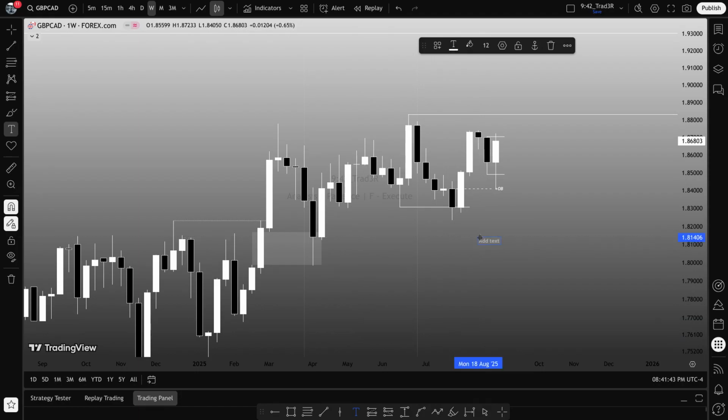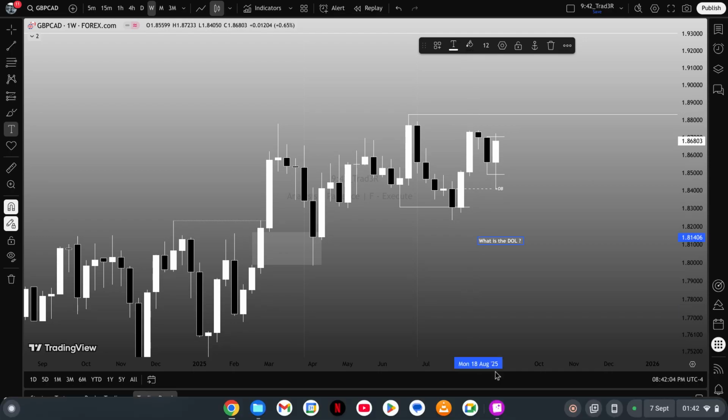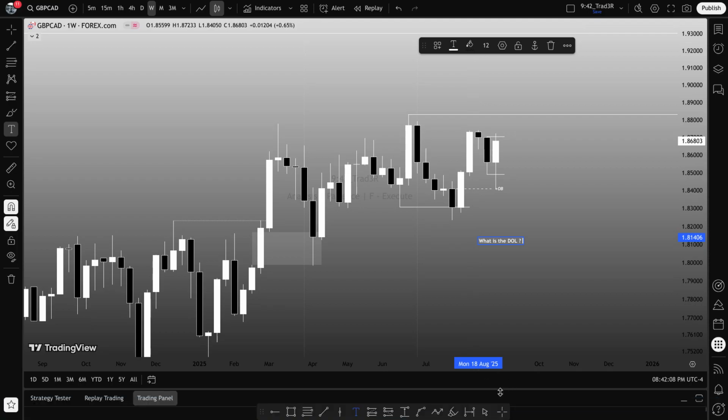The first question is, what is the DYOR, meaning what is the drawn liquidity? So over time and my experience in the market, I understand that price only moves for two reasons. The price only moves for two reasons.